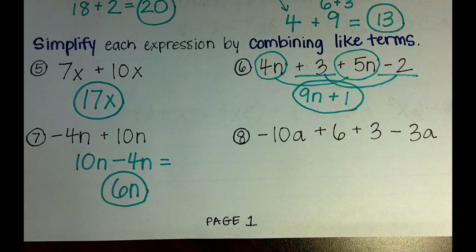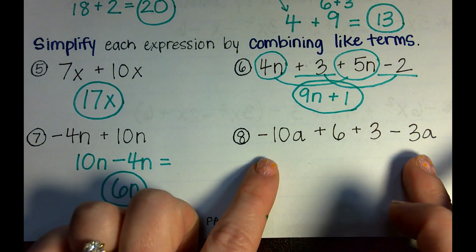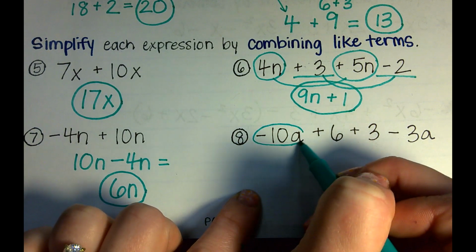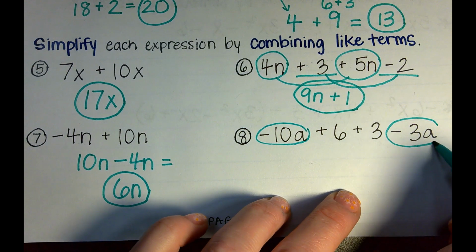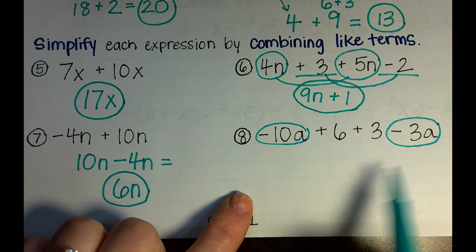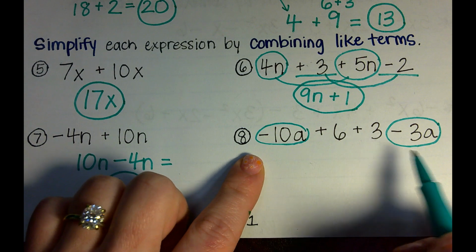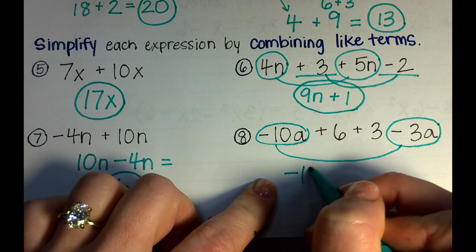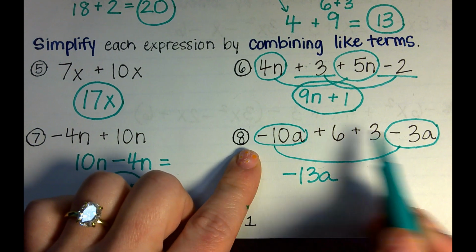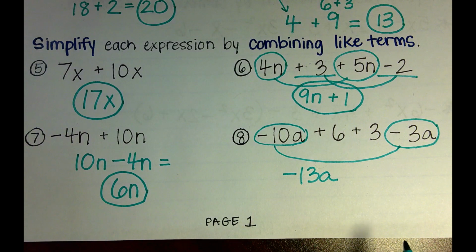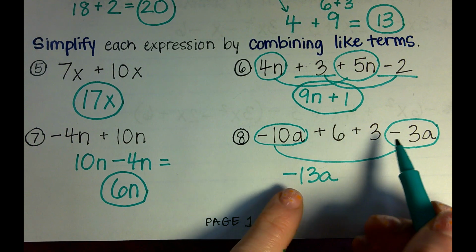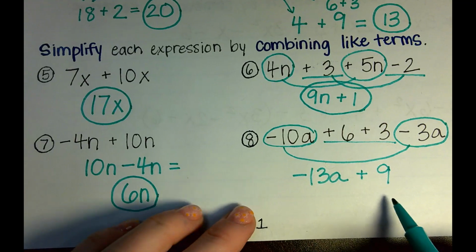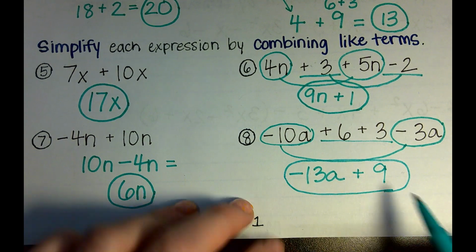Look at number 8. First, let's figure out which of these are like terms. Negative 10a and 3a. Good. We have negative 10a. Then we have minus 3a, or negative 3a. Yes, negative 10a minus 3a is negative 13a. So remember, if I have a negative and I subtract, it just gives us a bigger negative. And then we have 6 plus 3, which is 9. So that's our answer. So we circle it.